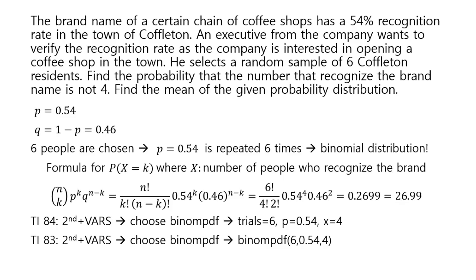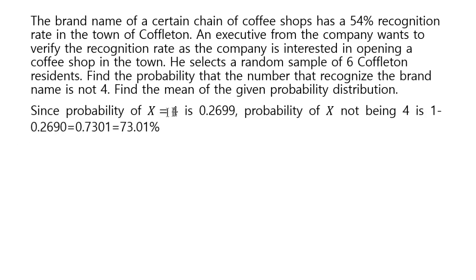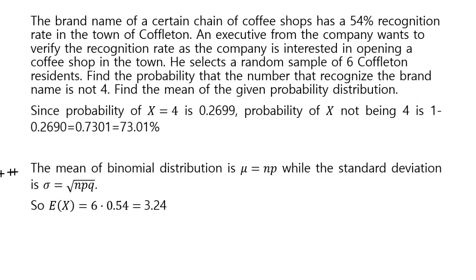All right, so once you have that, now we are going to be concerned about this "not". When you have a question about finding the probability of something not happening, you just have to subtract from 1. So since the probability of x equals 4 is 0.2699, the probability of x not being 4 is 1 minus 0.2699, which is 0.7301, or 73% chance. And then we can move on to the second question.